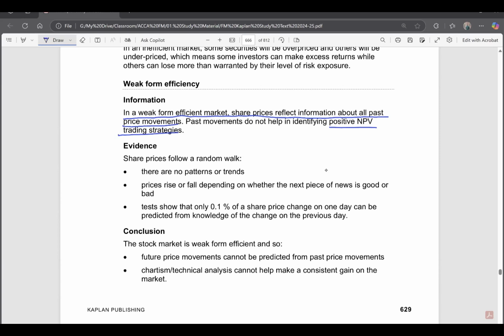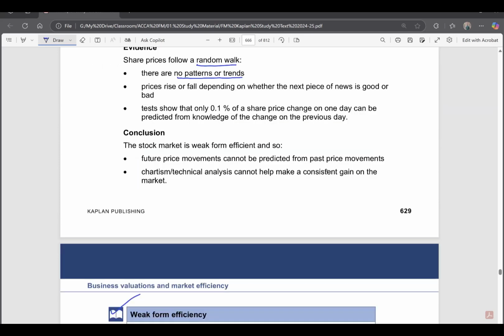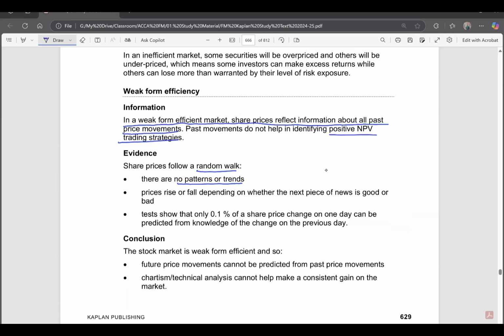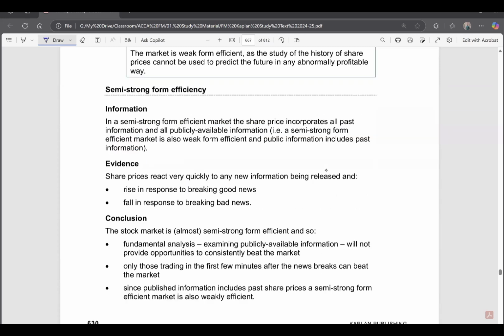Okay, so they mentioned that in this case, share prices follow a random walk. What does that mean? There's no pattern or trend. When you have a weak form efficient market, these trends are not going to impact your market because the market is very slow, weak form. Then we have semi-strong form efficiency.